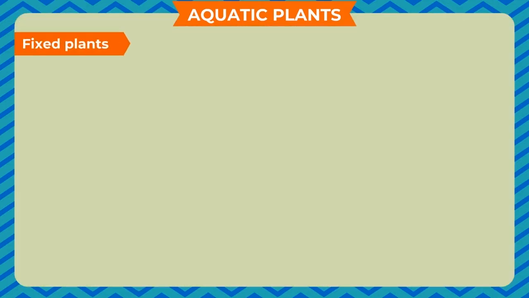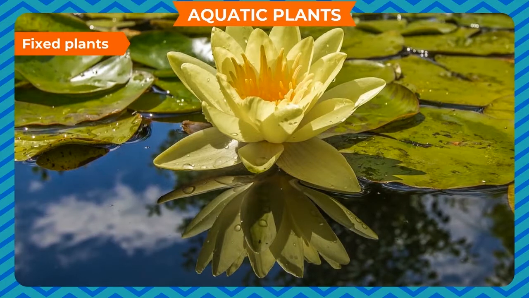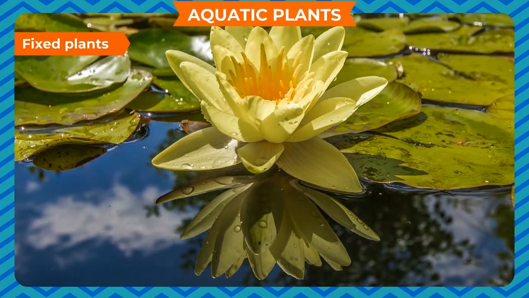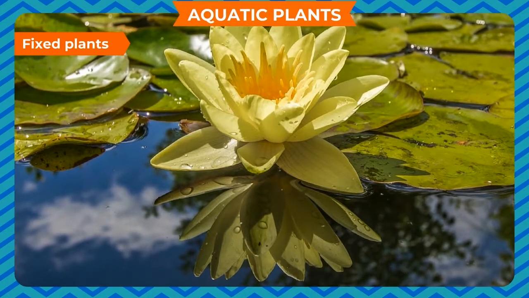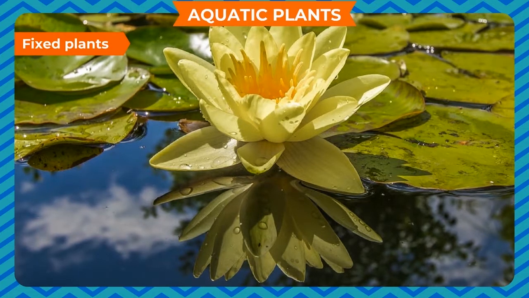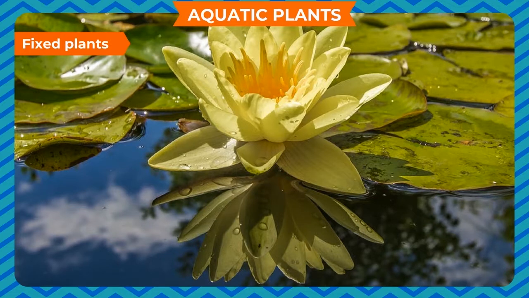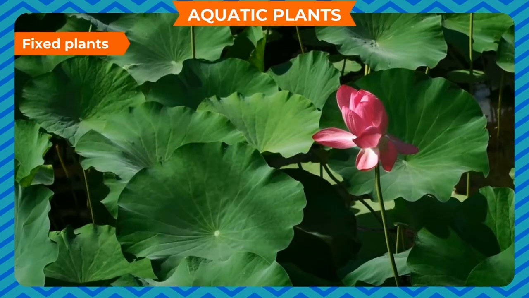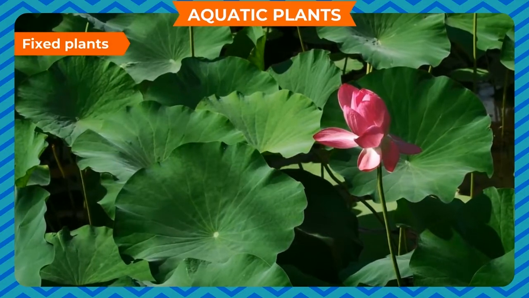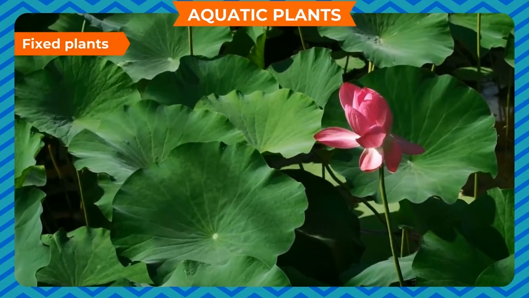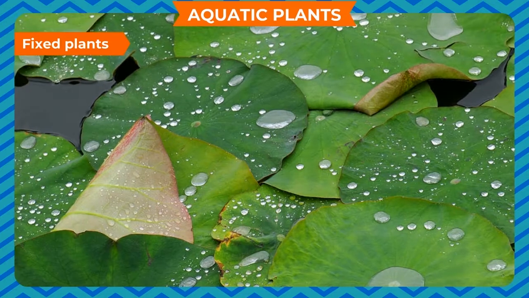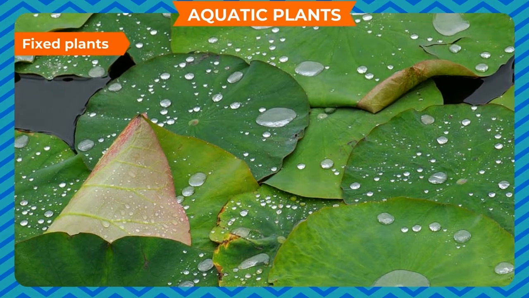Fixed plants. Plants such as lotus have roots which are fixed at the bottom of the pond. They are known as fixed plants. They have broad leaves and hollow stems. The leaves have stomata on their upper surface through which they breathe. Their leaves float on the surface of the pond.